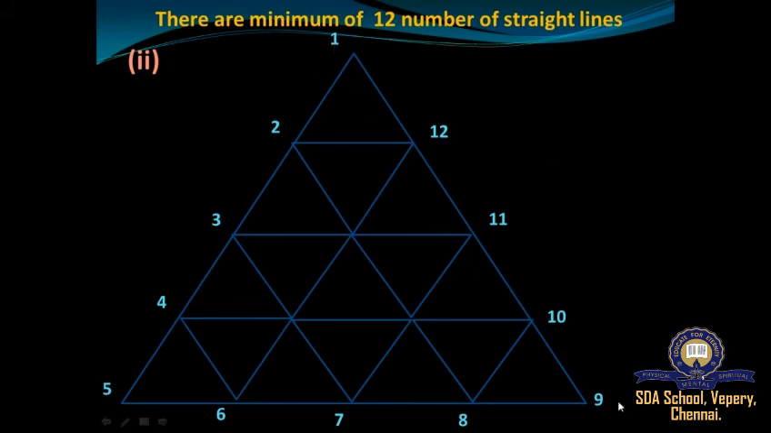Understood, students? So this will be the 1, 2, 3, 4, 5, 6, 7, 8, 9, 10, 11, and 12. Okay, so there are a minimum of 12 straight lines. Understood, students? So we have completed exercise 6.1. Now I'll do a recap of what we learned in today's class.